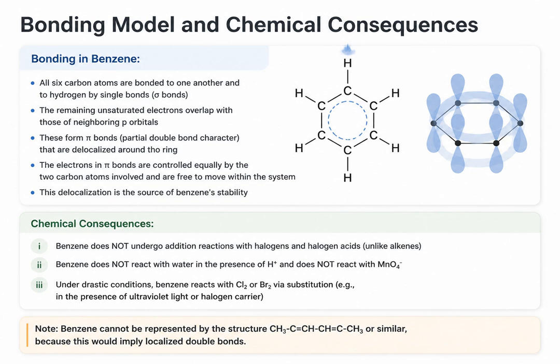This preference for substitution over addition is a hallmark of aromatic compounds. The delocalization protects the ring from attack. Only under extreme conditions, like intense ultraviolet light or with special catalysts, can benzene be forced into addition reactions. This chemical reluctance is a direct consequence of that 152 kilojoules of resonance energy holding the ring together.